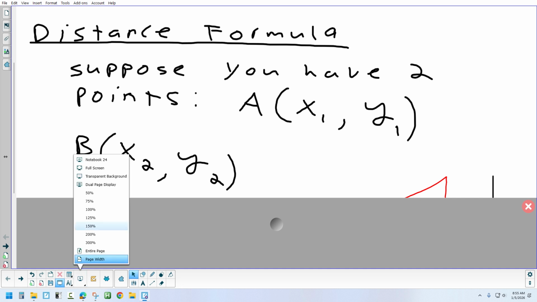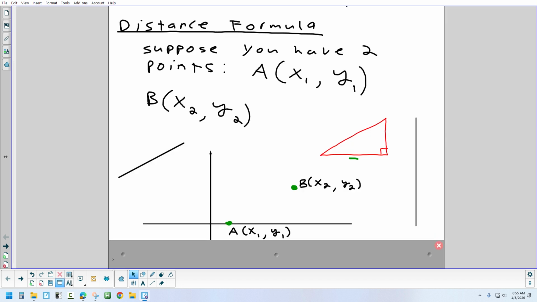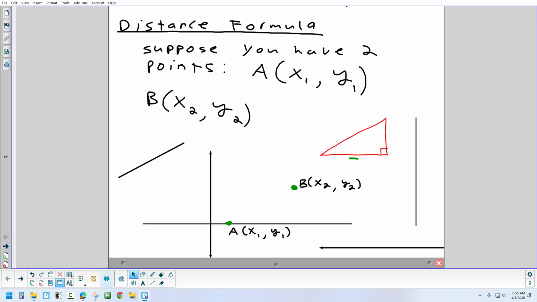Okay, so let's say those 2 points looked something like that. There's A on the bottom, and there's B up and to the right. And the goal is to figure out how far apart those points are. Well, what makes it a little bit hard is they're at an angle. Okay, they're not on a straight horizontal or vertical line.